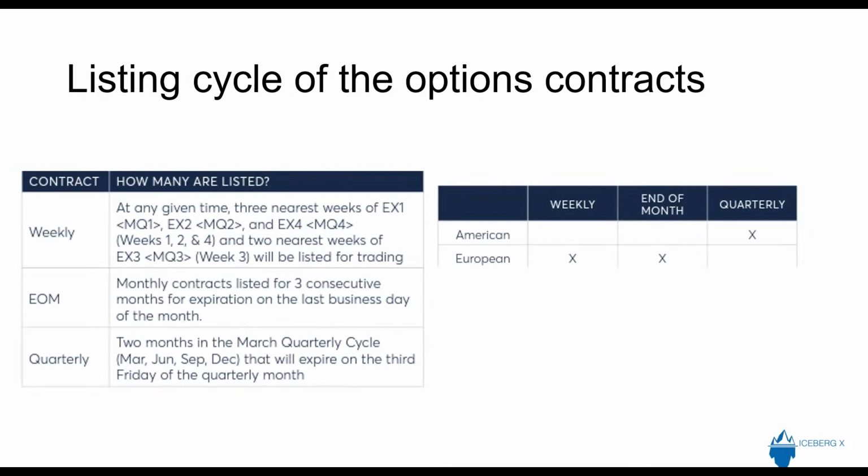So just to re-emphasize, we have the weekly, the end of month, and the quarterly options as listed. Keep in mind, the weekly and end of month options are always European style options. That means they only can be exercised on the expiry day, while the quarterly options are highly flexible. They are American style. So any time of the day before the expiry, you can always exercise the option.